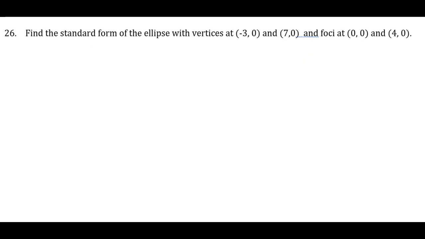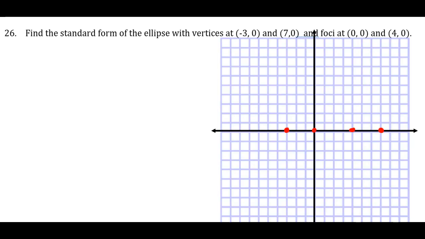Next one says, find the standard form of the ellipse with vertices at -3, 0, and 7, 0, and foci at 0, 0, and 4, 0. So pause the video and start by sketching this thing out. All I've done here is sketch the points that they gave me, with my two foci in the middle and the vertices on the outside edge.